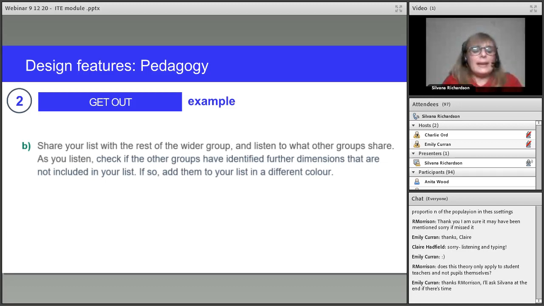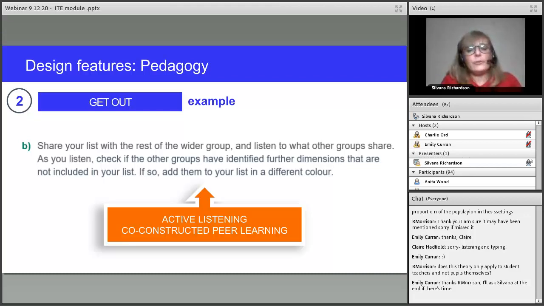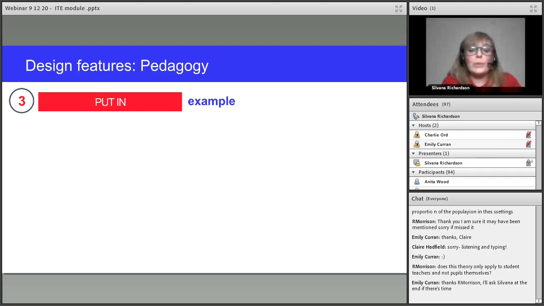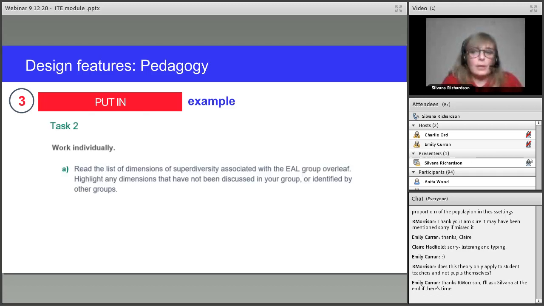The get out here comes with them sharing the list with the wider group, listening to what the other groups share, and as they listen, checking if the other groups have identified further dimensions that they had not included in their list, and if so, adding them. So here again we see active listening and a co-constructed moment of peer learning, learning from and with each other.